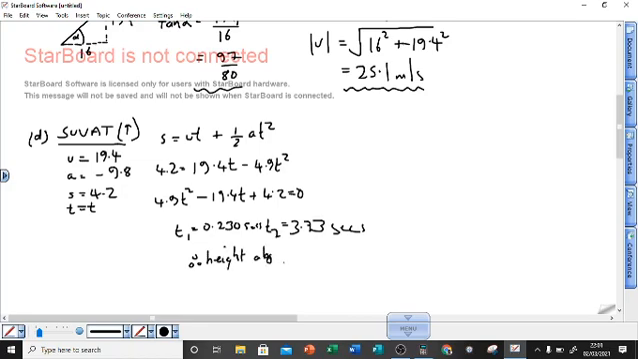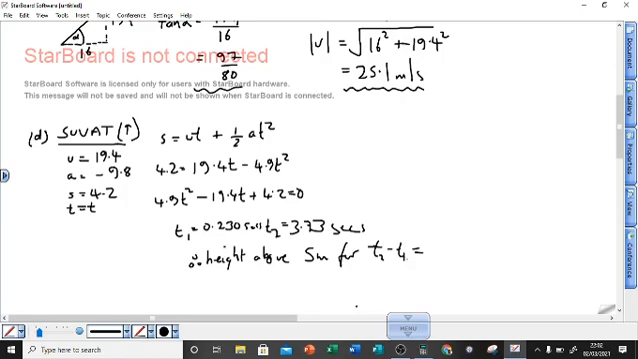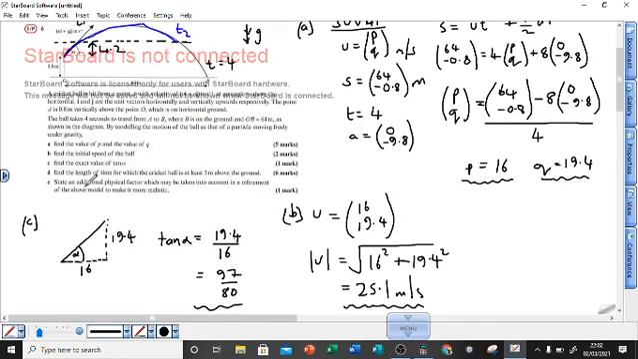Okay, so therefore the time above 5 meters is T2 minus T1, which is equal to my A minus my previous answer, equals, and to 3 sig fig that becomes 3.50 seconds. Okay, that's above 5 meters. I can only go to 3 sig figs, since we've used G somewhere.